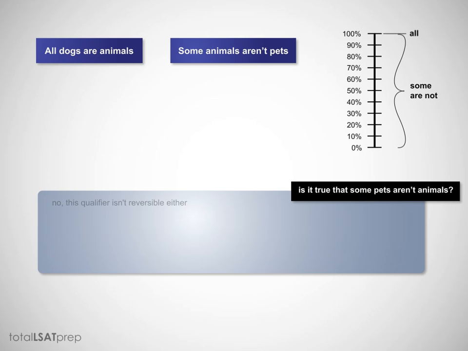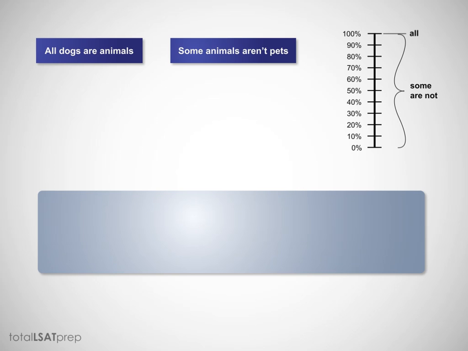Once again, no, this qualifier is not reversible either. If a premise says that some A are not B, you can't automatically assume that some B are not A. And that's something that we know from the virtue of these statements. If all dogs are animals, we all know that all animals aren't dogs. There are different kinds of animals, and not all of them are dogs. And likewise, with some animals aren't pets, we can't say that some pets aren't animals.